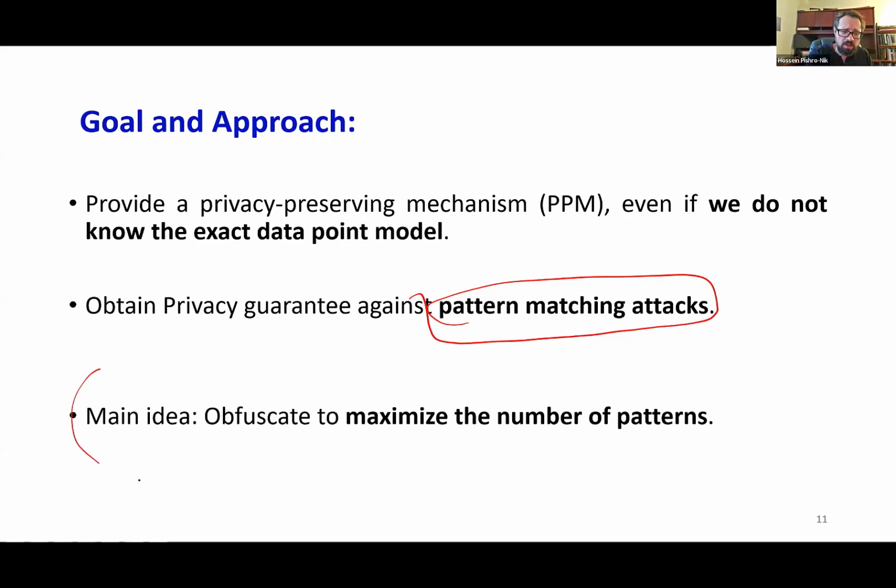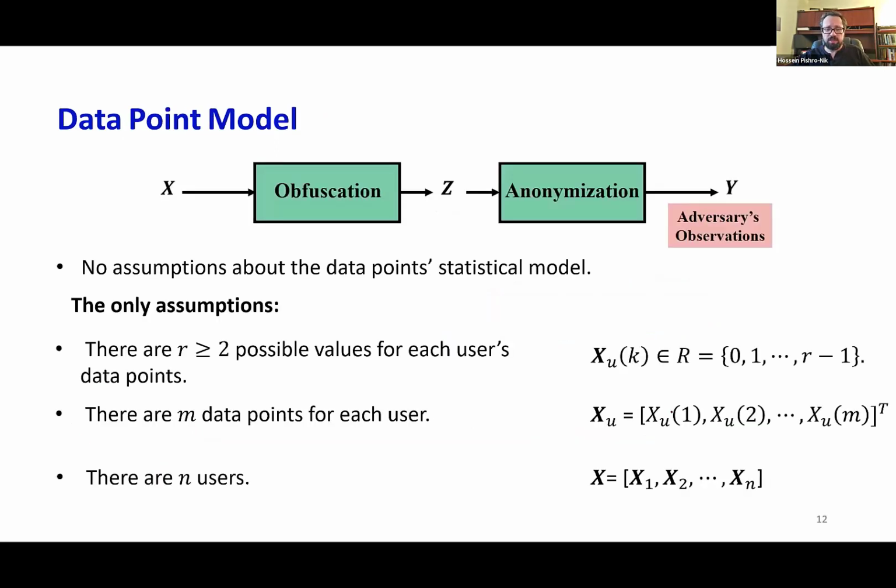The main idea is actually very simple. What we're going to do is obfuscate in a way that maximizes the number of patterns that exist in the data. If you have a large number of users and you perturb the data for each user, you do it in a way that maximizes the number of patterns. Now, if I am a particular user with a particular pattern, it's very likely that many other users have patterns similar to mine, and this way we can guarantee some sort of privacy against this kind of attack. That's the main idea.